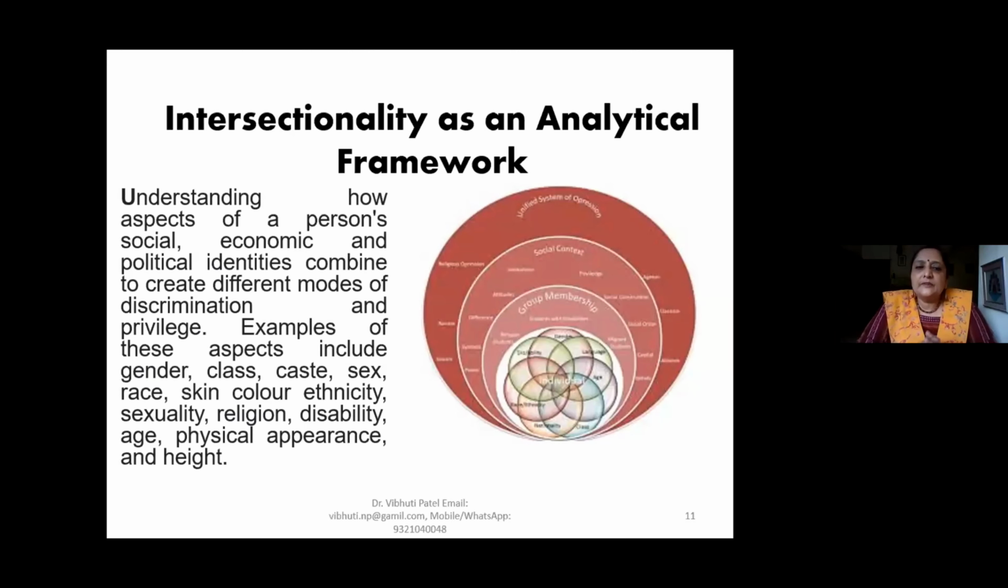So the examples of this aspect include gender, class, caste, sex, race, and skin color, because there is colorism. You may be from the same caste, but some are brown, some are white, some are black, and how differentially you are treated. In my house, I was the only black child, and a girl from a Patel community, and I know how our society is as colorist as any other Western society based on racism.